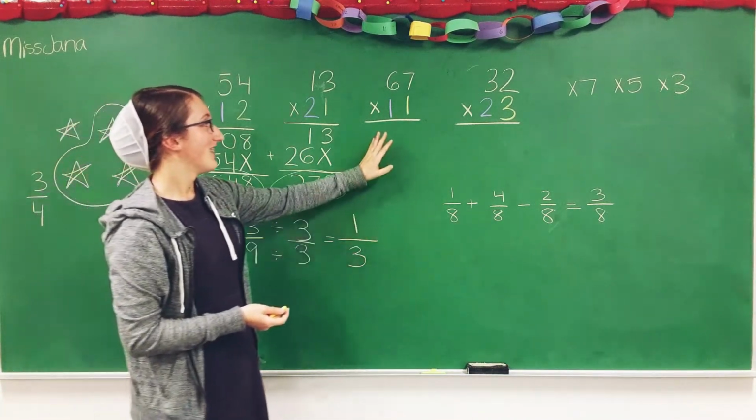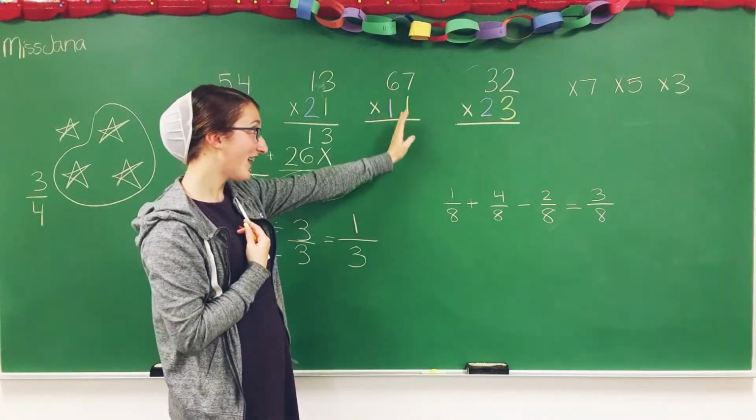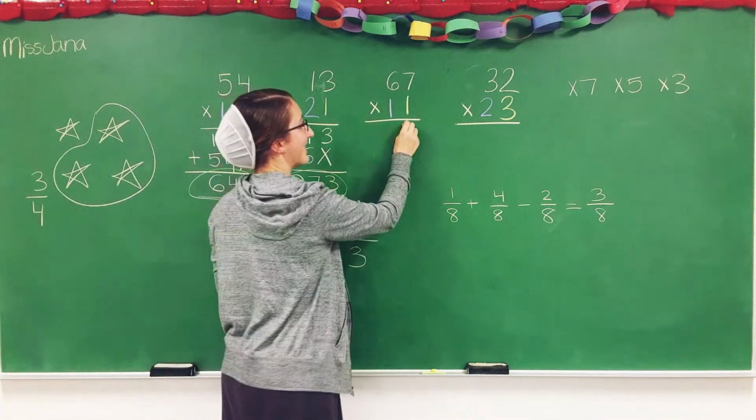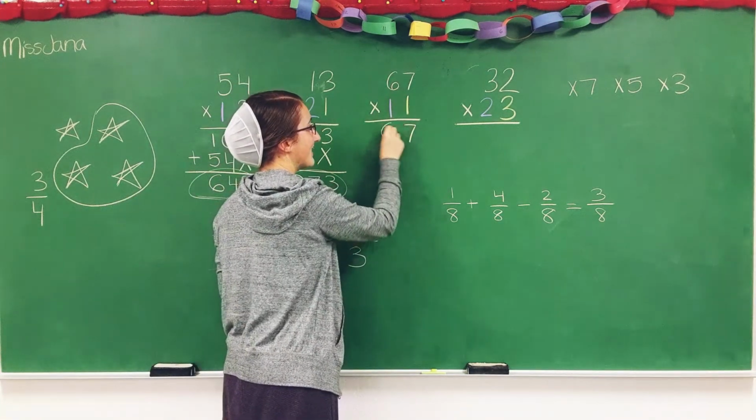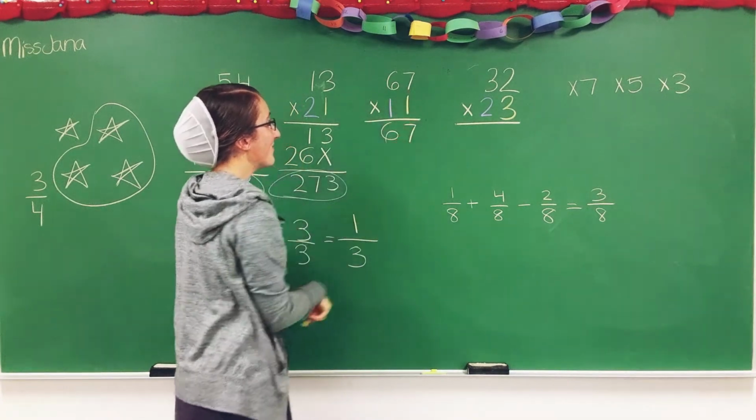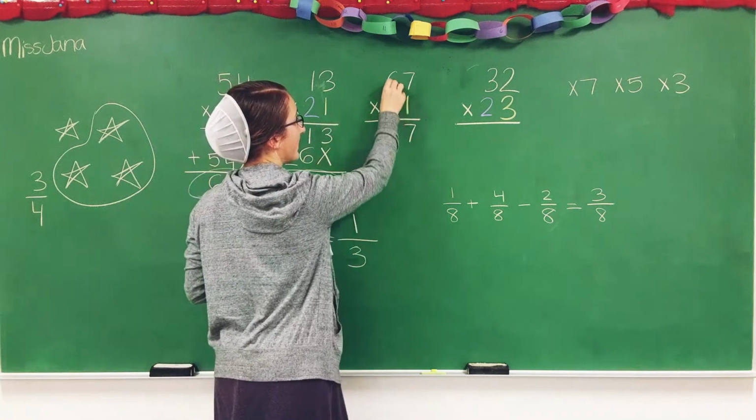Alright, so let's do the other one. First step, you can probably say it faster than I can. First step is multiply by the ones place. So we have 7 and 6. 6 times 1 is 6. 7 times 1 is 7. And the second step is multiply by the tens place.